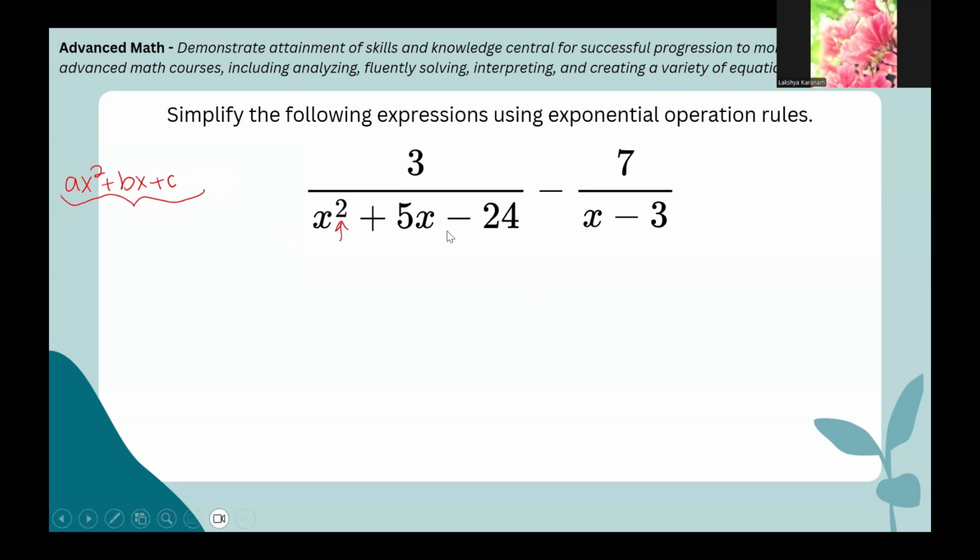The first thing that's ringing in my head is, is there a way to get this quadratic expression in the denominator to factor? So let's think about it. So for me, I'm thinking 1138 and put the negative there.